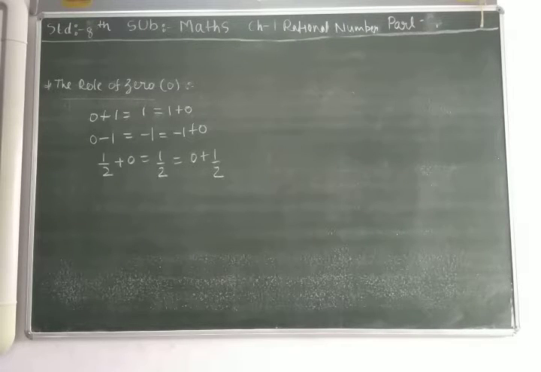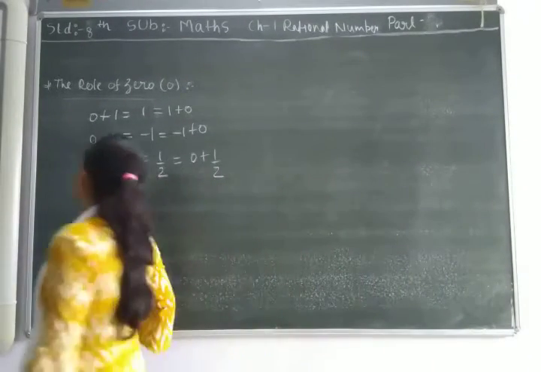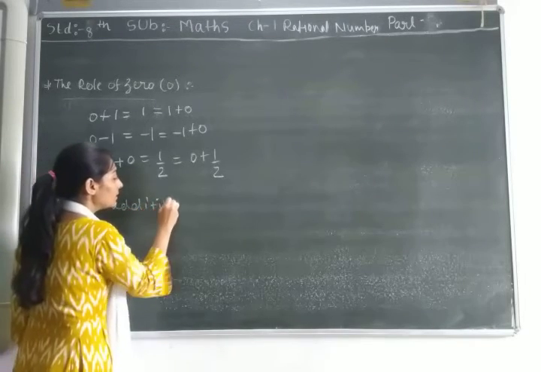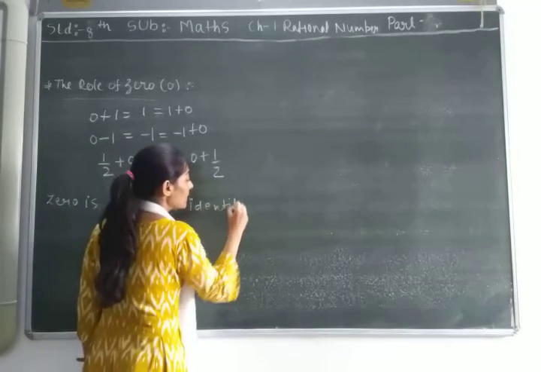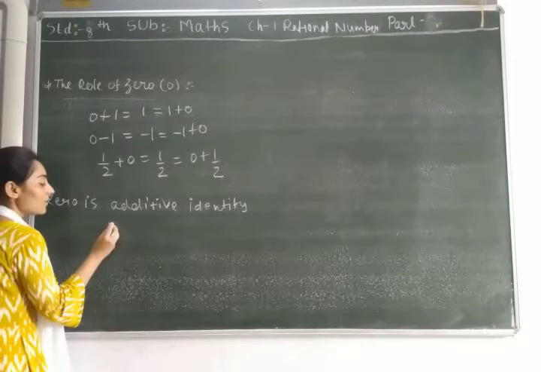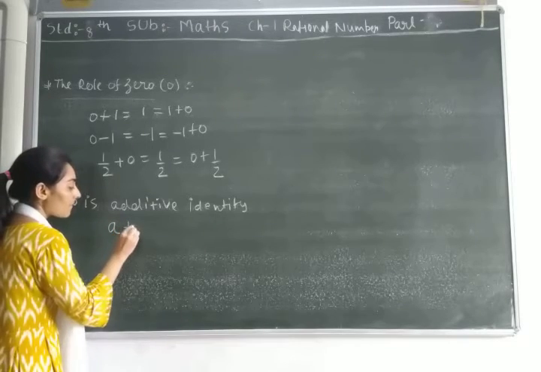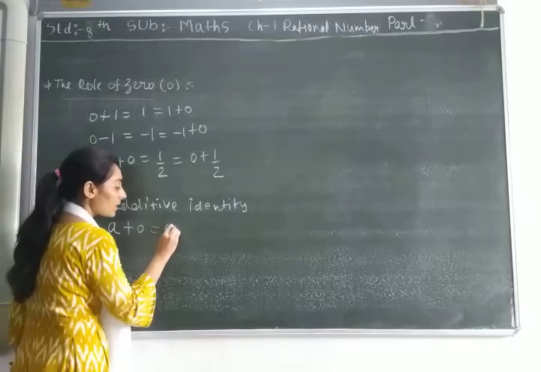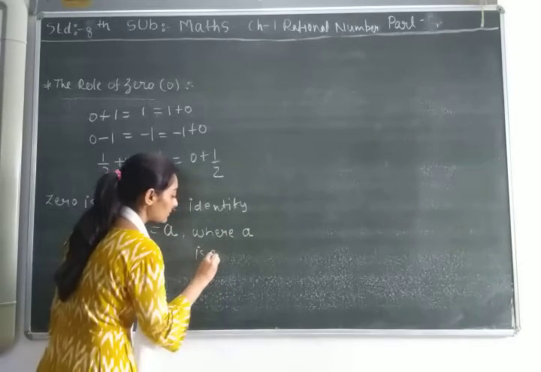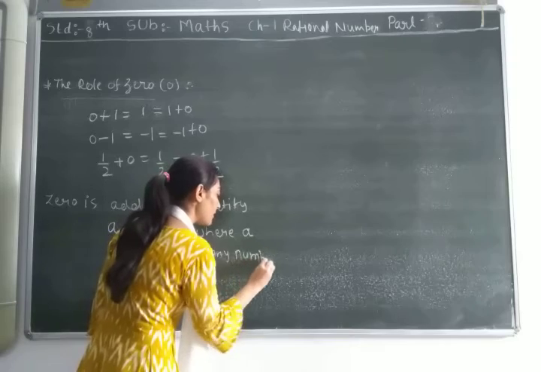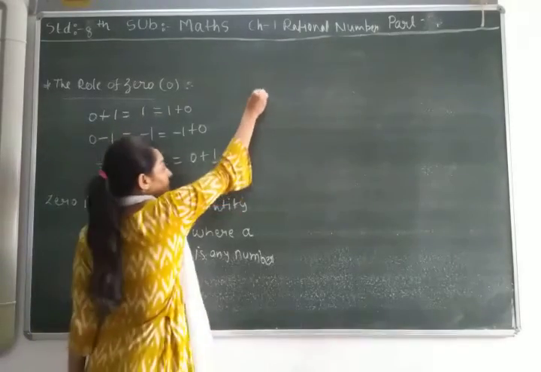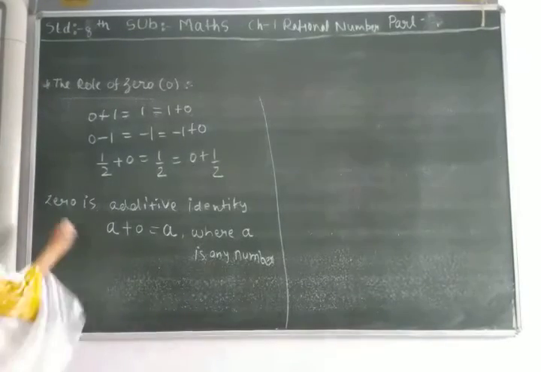So we can say that 0 is the additive identity. It means when you add 0 to any number, you get that number only. If my number is A and I add 0, what will I get? A only. Where A is any number, any real number. So 0 is my additive identity.